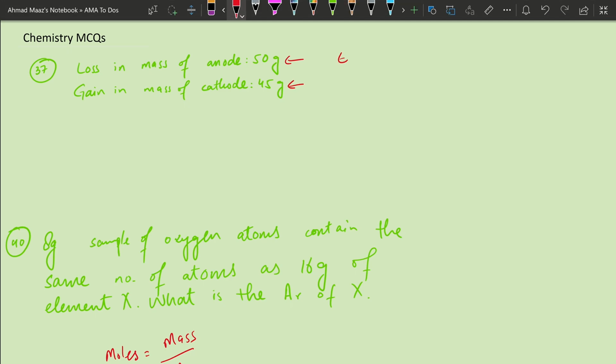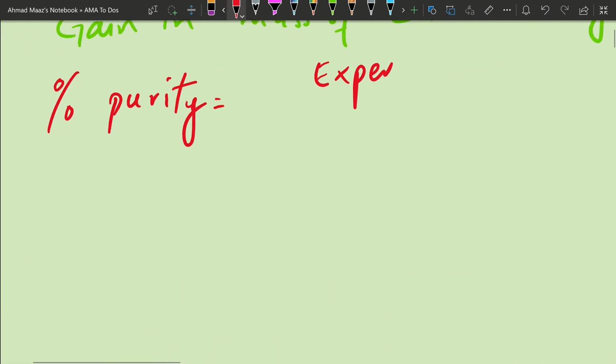Now, this is a question about electrolysis, and you will probably study that in the next term, but you have studied the topics about percentage purity. Alright, so you should be able to solve this. We have studied the formula of percentage purity, and the question asks us to calculate the percentage purity of the anode, and the percentage purity is given by experimental value upon the theoretical value, right?